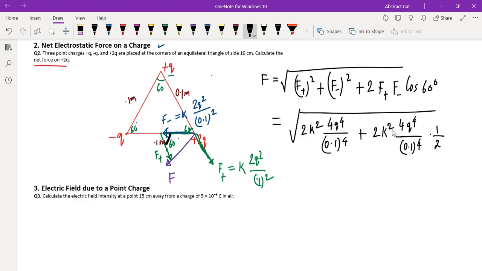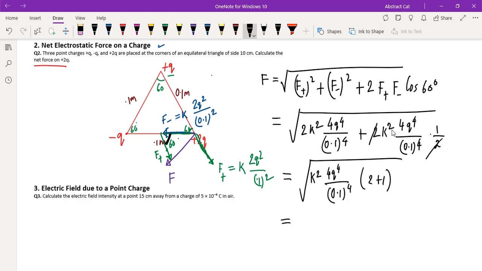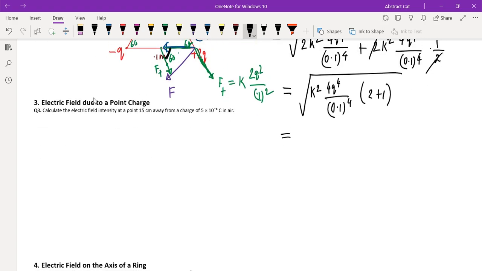Okay, so cancel these two. Now we can take common of k square times 4 q to the power 4 over 0.1 whole to the power 4 times 2 plus 1 root. Take some extra. So k square and these two outside the root is k twice q square, that is 0.1 whole square, that is root 3.